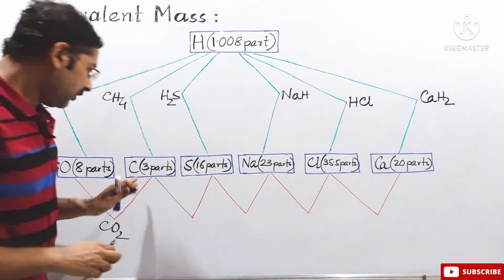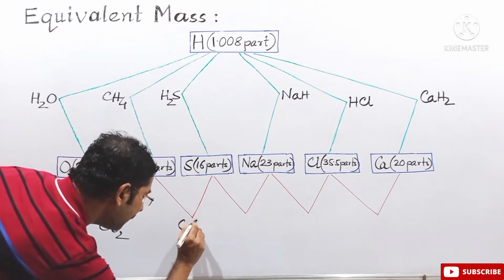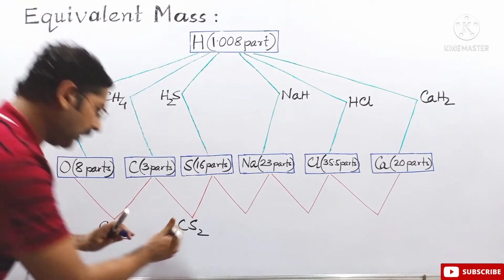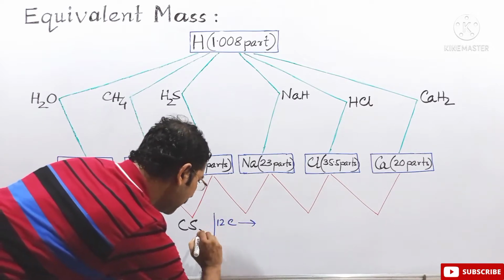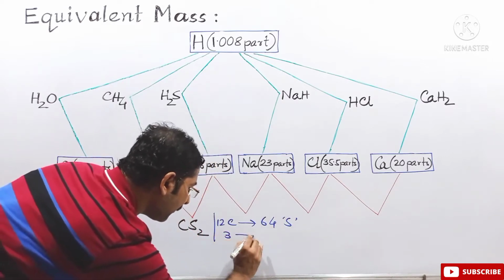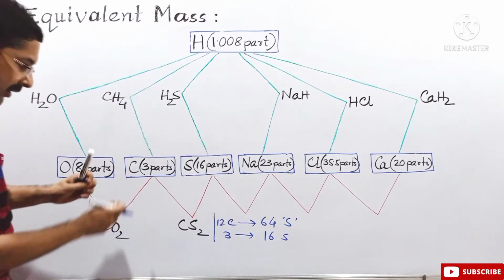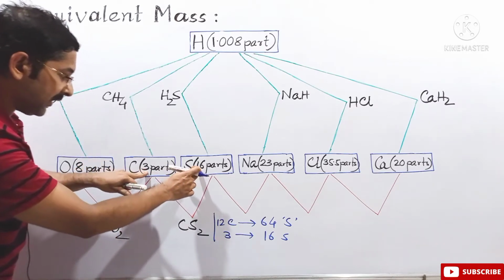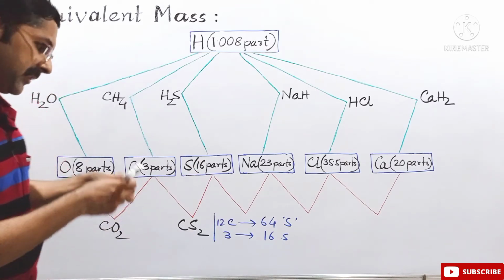Okay, what will happen when carbon and sulfur combine together? They form definitely carbon disulfide. This is the CS2 molecule, and of course here we can write 12 parts of carbon combined with sulfur 32 into 2, this is 64 parts of sulfur, right? So 3 parts of carbon combined with definitely 16 parts of sulfur. Look here, this is your 3, it is your 16. So carbon and sulfur combine together in the mass ratio of 3:16 to form the compound carbon disulfide, right?